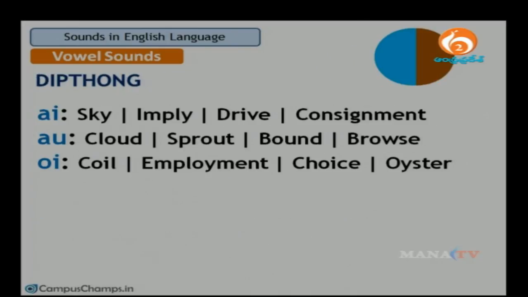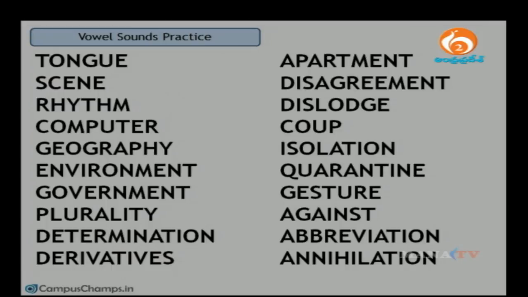So let's take a quick look at these words. Please make a note of these words. What we're going to do is understand the pronunciation of these words, as well as break them into consonant and vowel sounds so that we master the pronunciation for these sample words. Tongue, scene, rhythm, computer, geography, environment, government, plurality, determination, derivatives, apartment, disagreement, dislodge, coup, isolation, quarantine, gesture, against, abbreviation, annihilation.